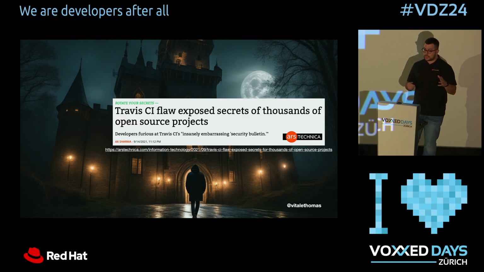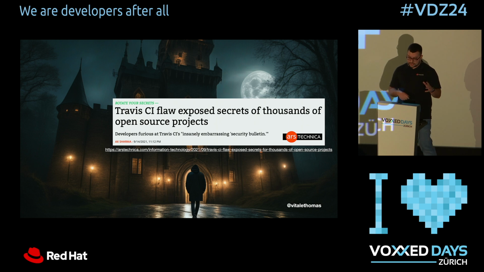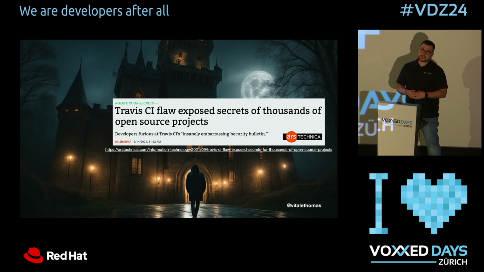September 2021, Travis CI flaw exposed secrets of thousands of open source projects. All credentials to access container registries, private repositories, production environments exposed.